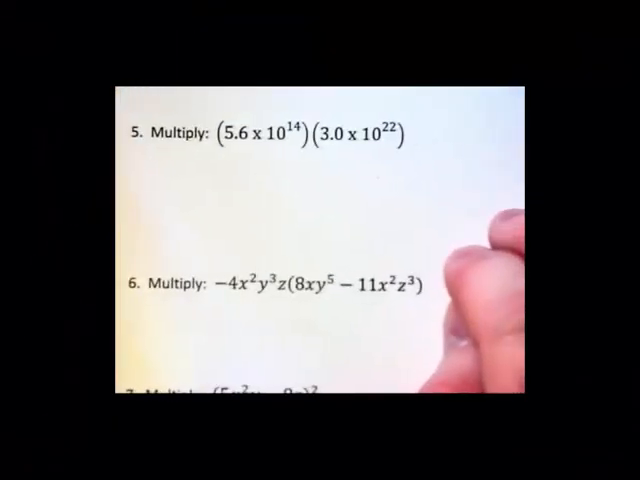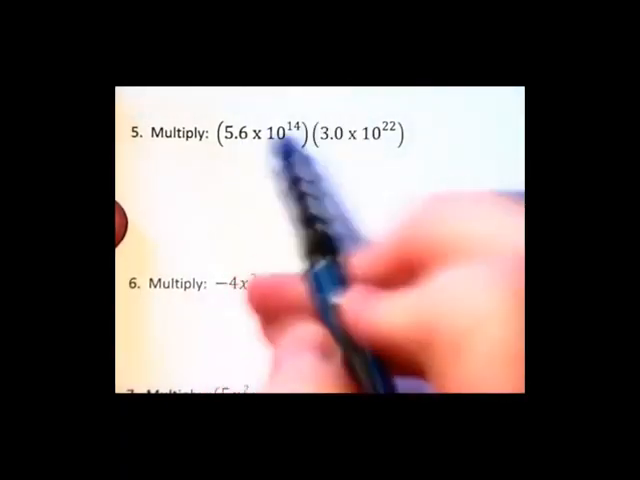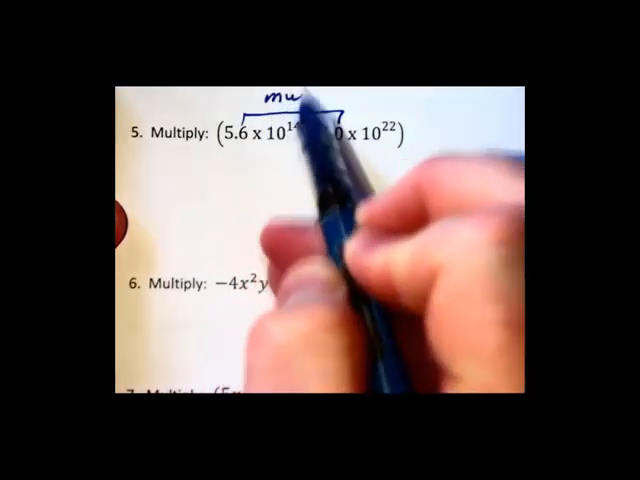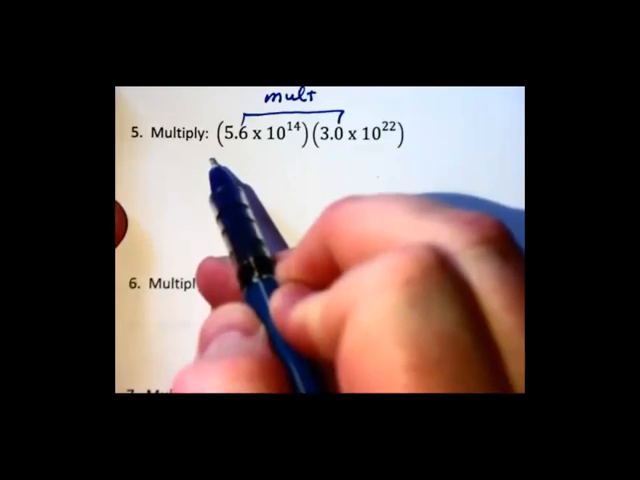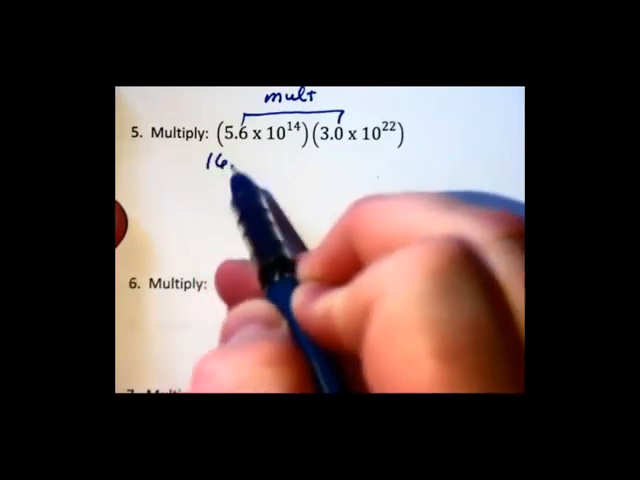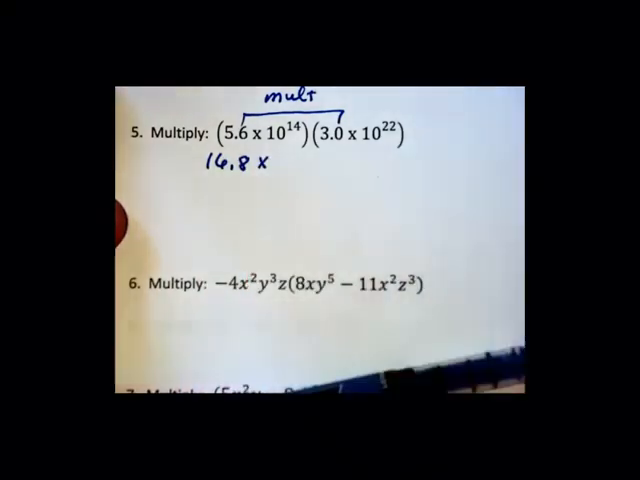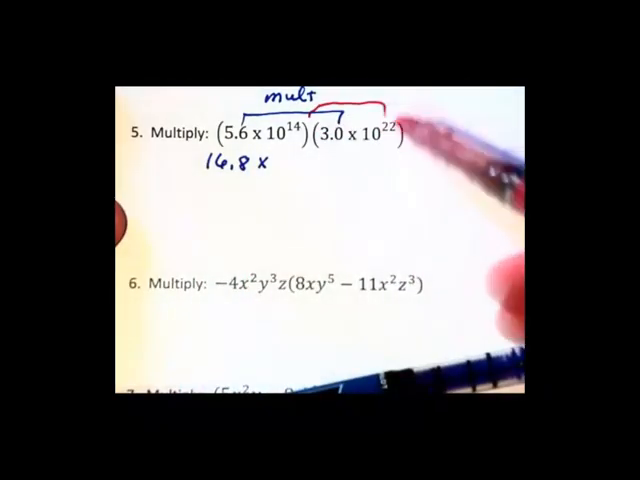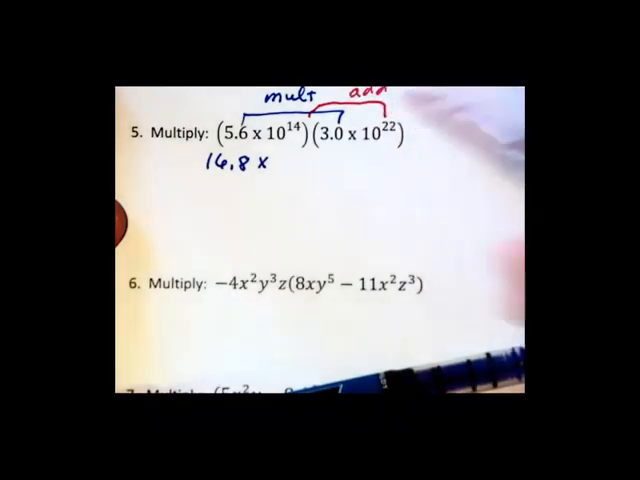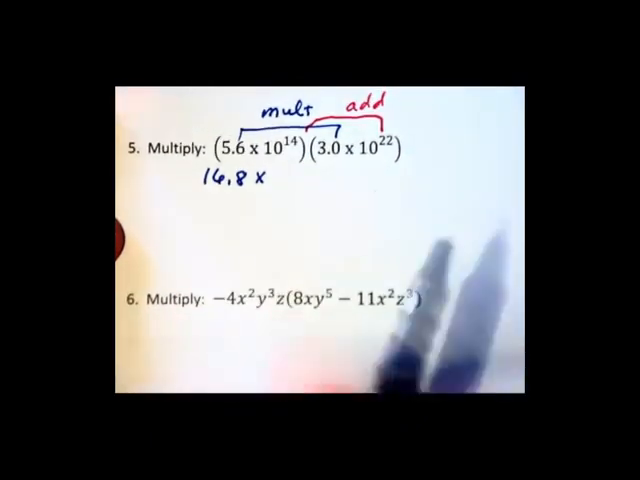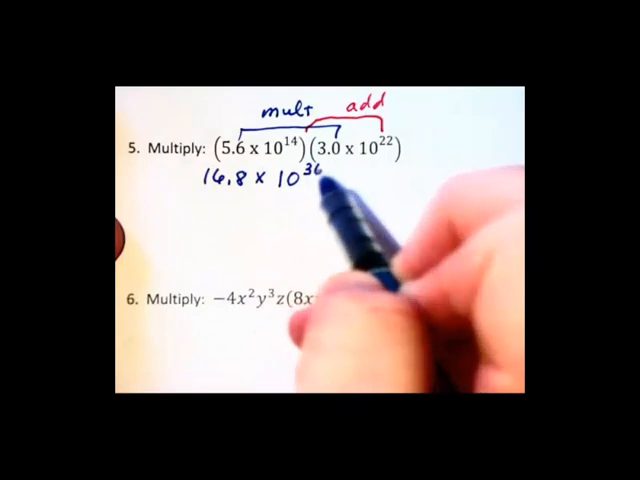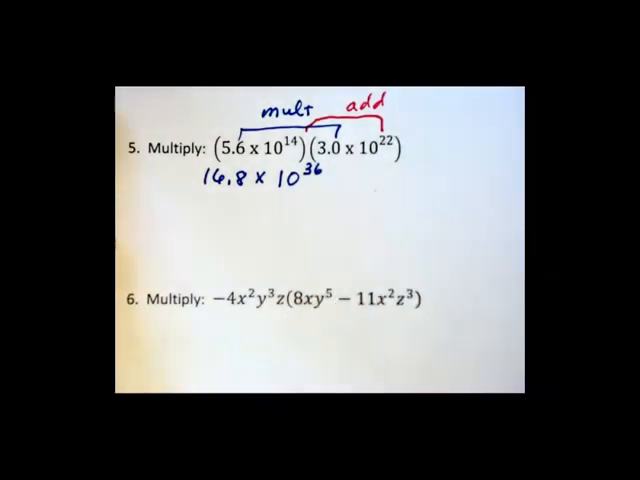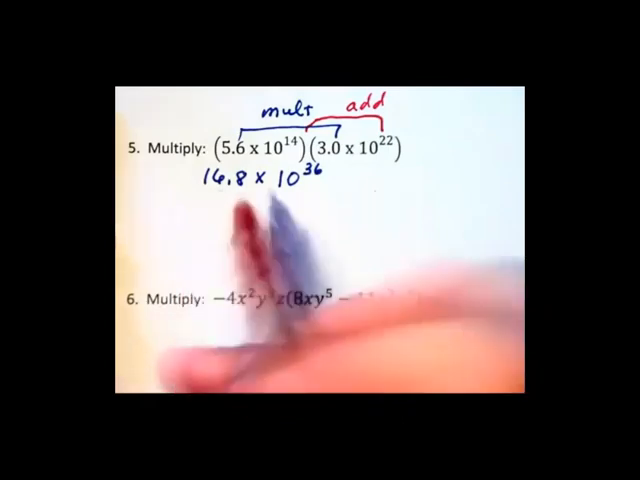We move on to multiplication with scientific notation. We begin by multiplying the numbers out front, and 5.6 times 3 gives us 15 plus 1.8, that's 16.8, times... and then we're going to add our exponents there with the powers of 10, and 14 plus 22 gives us 36. So times 10 to the 36th power. But we can't leave our answer there because we have more than one digit to the left of the decimal.